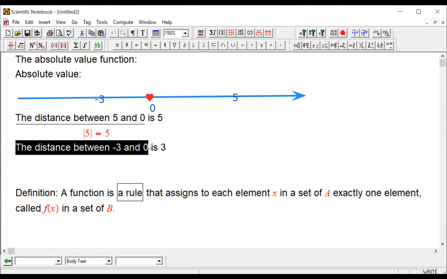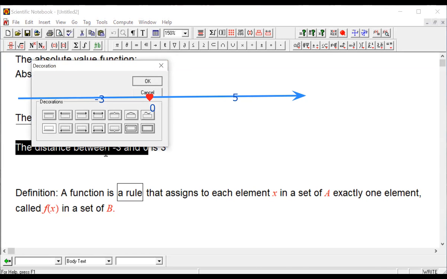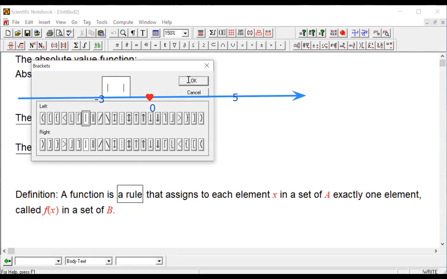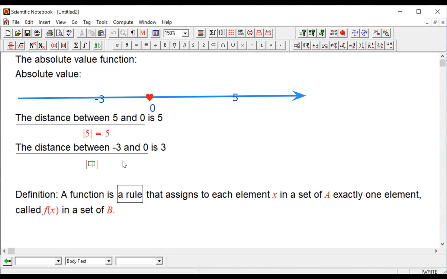And so this entire phrase is shorthand notation, written as -3 in between two vertical lines, and that is 3.